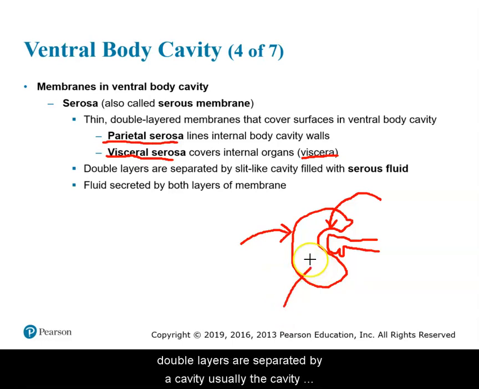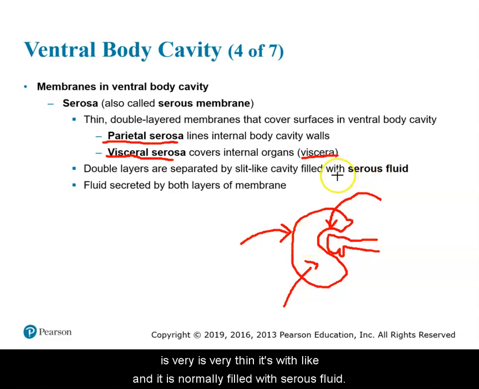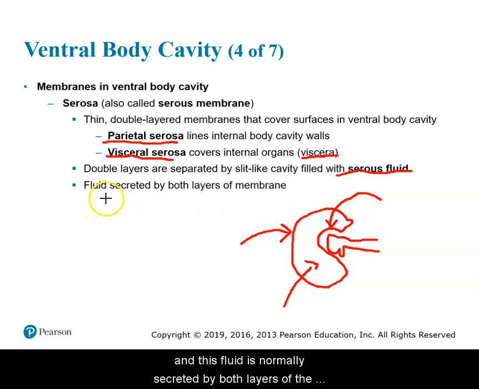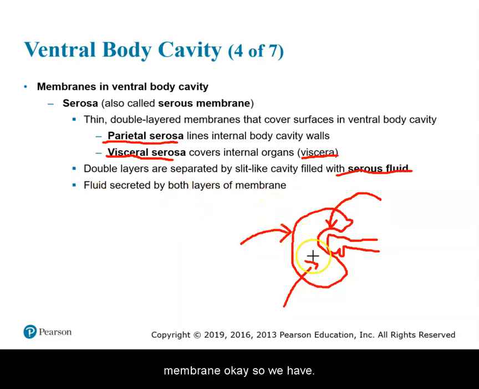So there is space between the two layers. Okay, so double layers are separated by a cavity. Usually the cavity is very thin. It's slit-like, and it is normally filled with serous fluid. This allows for movement or sliding of the layers among one another so that organs can expand or contract. So this fluid is important to allow these layers to slide past one another. And this fluid is normally secreted by both layers of the membrane. Okay, so we have that cavity that contains serous fluid.